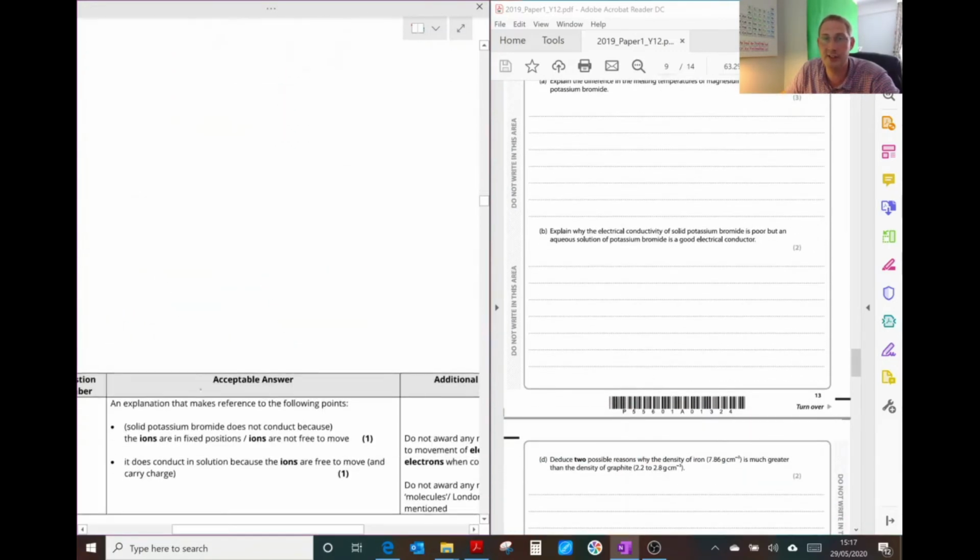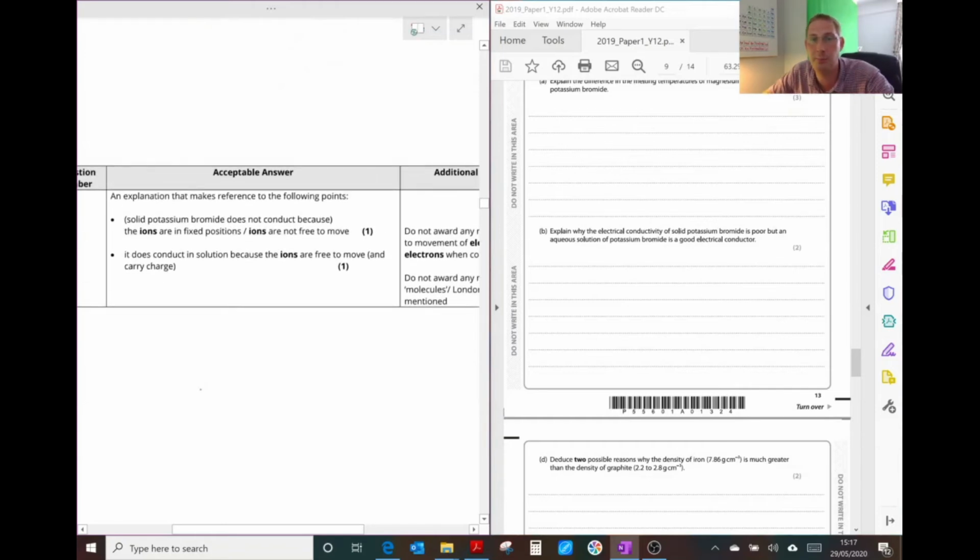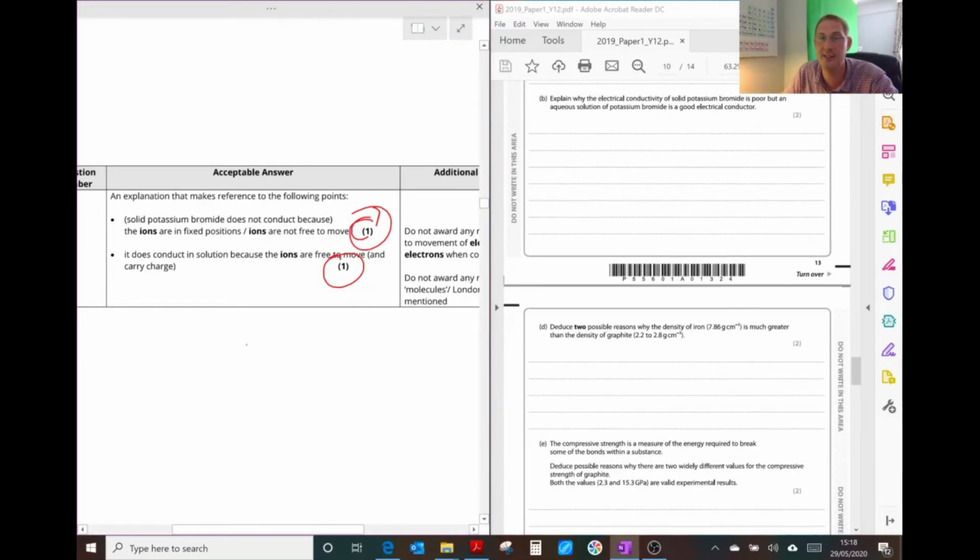Explain why the electrical conductivity of solid potassium bromide is poor, but an aqueous solution of potassium bromide is a good electrical conductor. Anything to do with in solid, ions are in fixed positions, not free to move. It does conduct in solution because the ions are free to move. Okay, very straightforward, and actually I think easier than the mark schemes at GCSE I've seen recently.